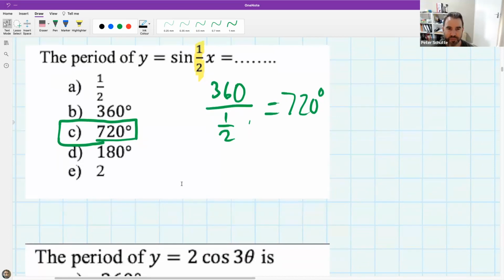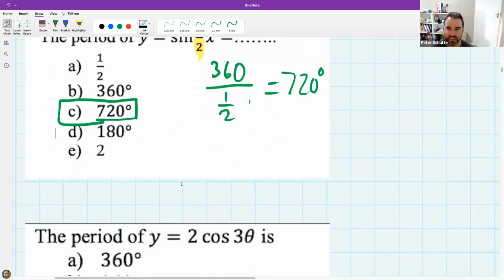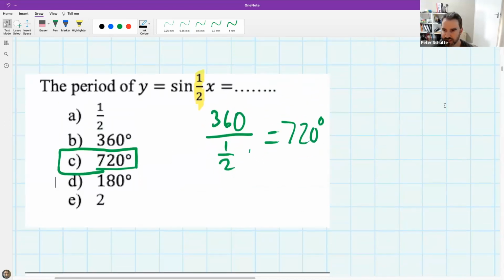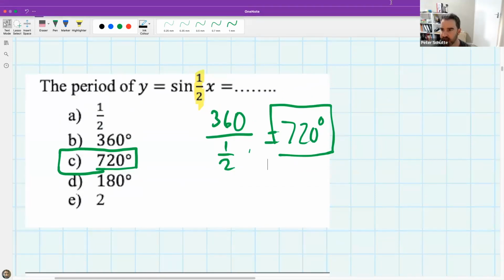Okay, now let's pause for a second and see if everybody's happy. Give me a thumbs up if you understand how I got 720 for the period of the sine graph. Give me a thumbs down if you feel like you don't understand. And if you don't understand, I encourage you to put your hand up to ask a question or put a question in the chat.